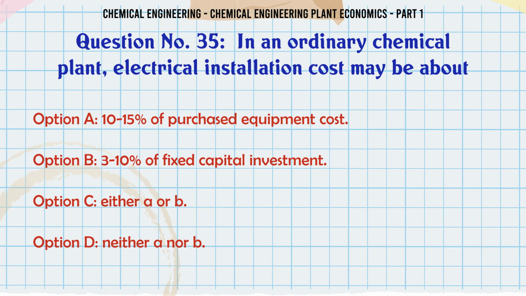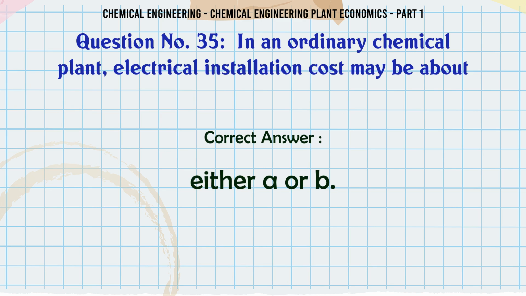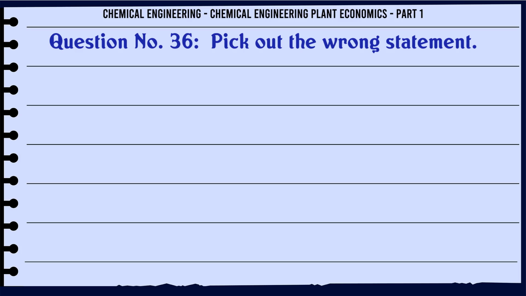B. 3 to 10% of fixed capital investment. C. Either A or B. D. Neither A nor B. The correct answer is either A or B. Pick out the wrong statement.